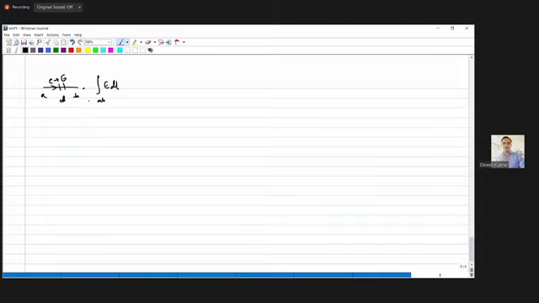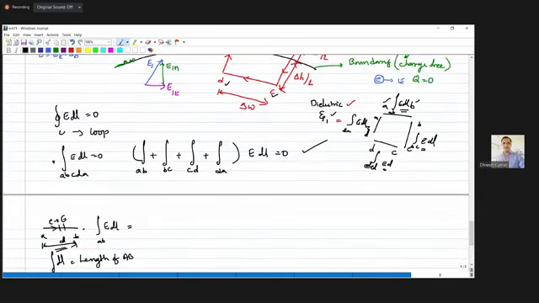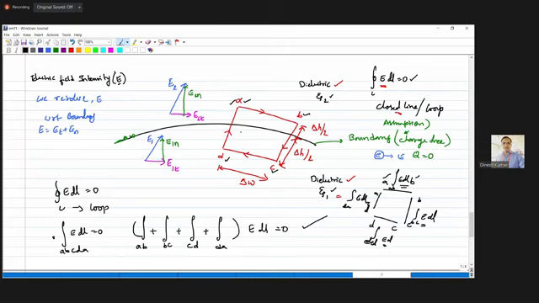So for this purpose, in order to get the value of this, it is nothing but what? The length from where to where? From A to B. See here, in this loop, this is the value from A to B. So from A to B, what is the value? The value is delta W. So the integral of dl will be the total length, the width of the loop, that is nothing but what? The width of the loop is given as delta W.